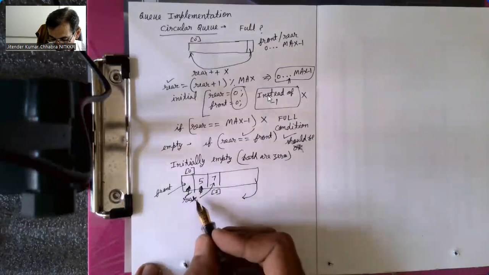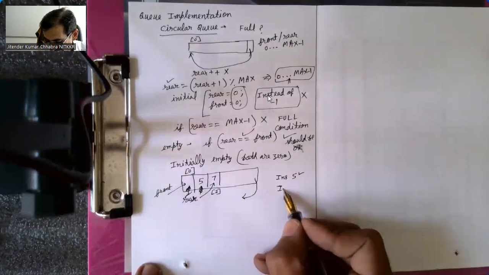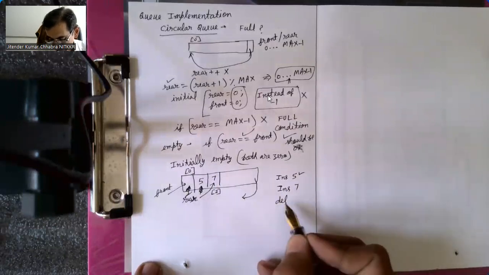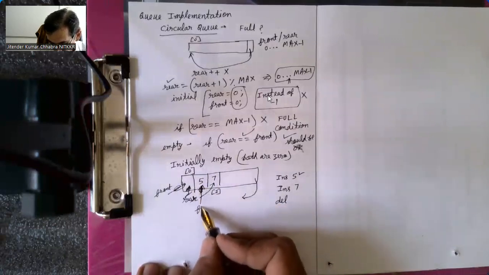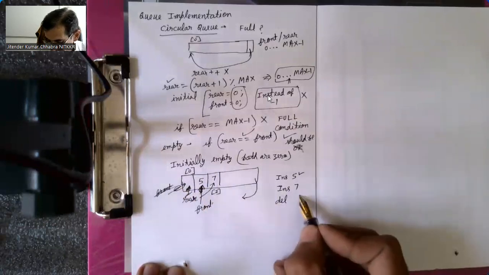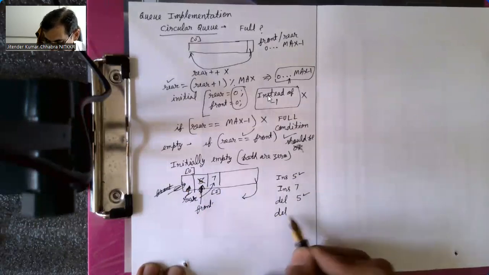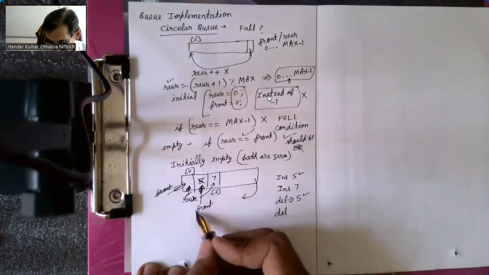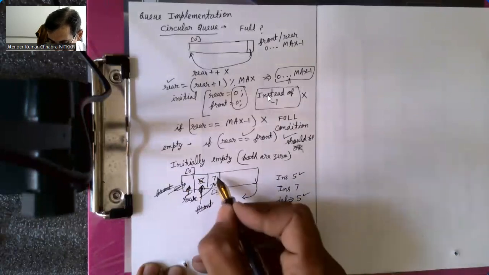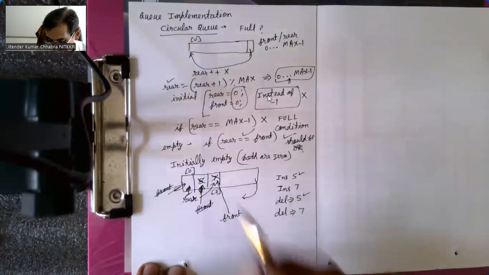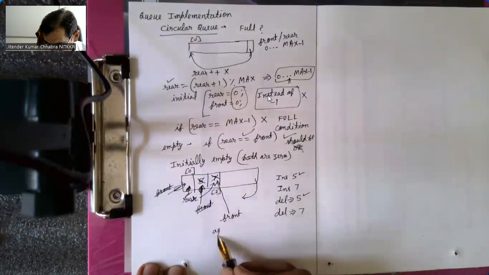Now let's say you have done insertion of 5, and insertion of 7. Now you say delete. Delete means front is shifted, so front comes here and 5 is deleted. 5 is gone. Now you say delete again. Delete means front is shifted again, and front also comes here now. 7 is effectively deleted, and again the queue is empty. Now you can see that when the queue is empty, again rear is equal to front.